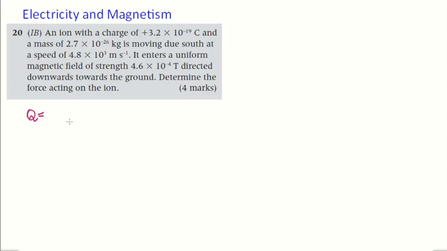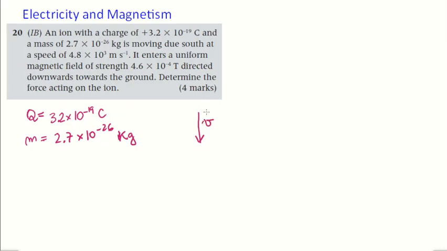That's important because it's going to follow all of our conventions for the direction of field, where the force is going to drive it towards. The mass of that same ion is 2.7 times 10 to the negative 26 kilograms. So very small charge, very small mass. It's moving due south.